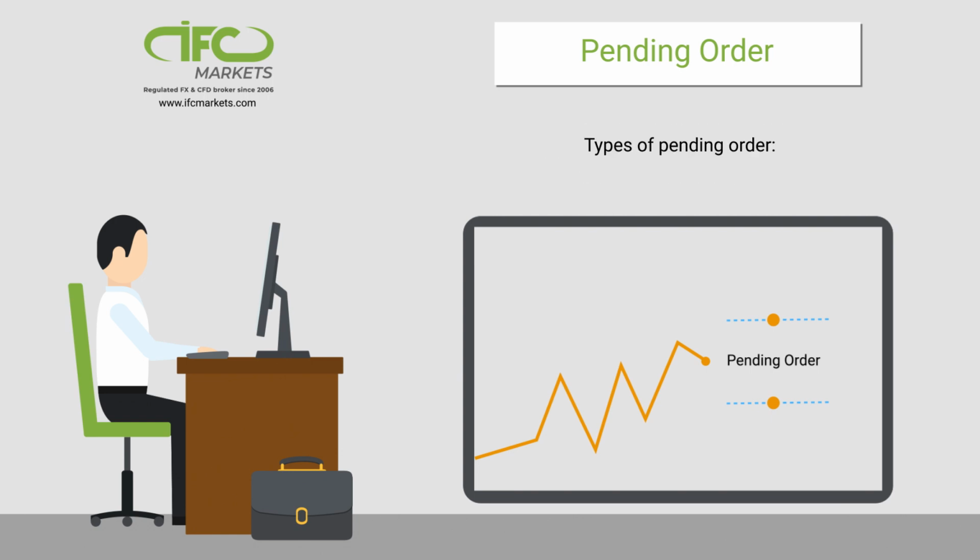Types of pending order are: sell stop, a sell order at a price lower than the current market price; buy limit, a buy order at a price lower than the current market price; sell limit, a sell order at a price higher than the current market price; buy stop, a buy order at a price higher than the current market price.